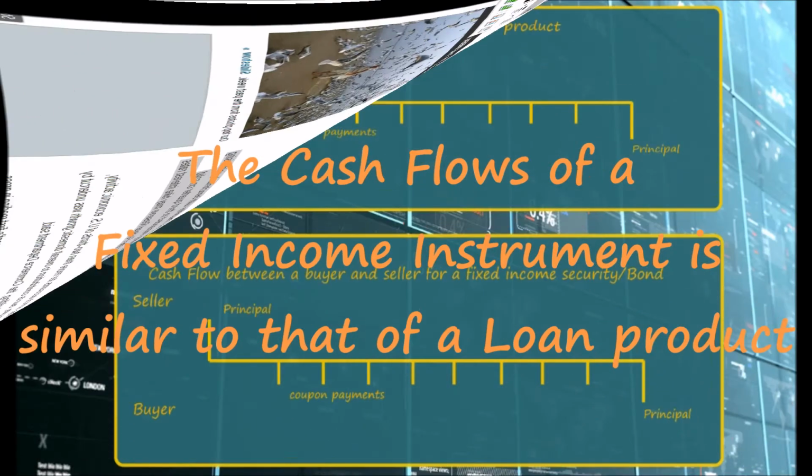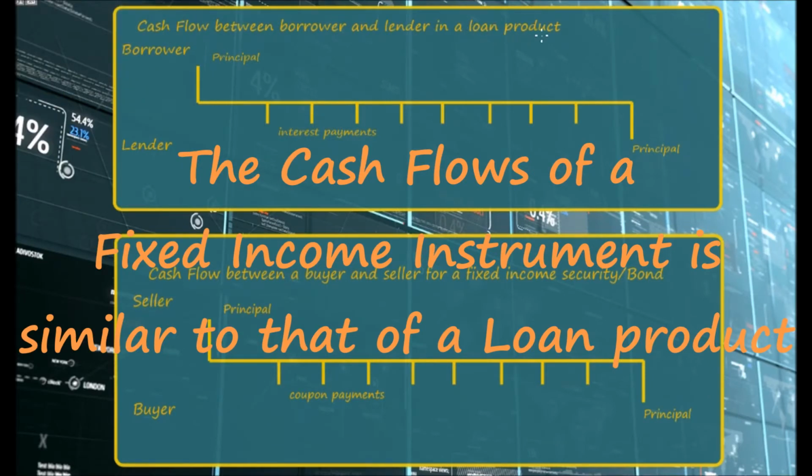Let's begin with what a bond or a fixed income instrument is. A fixed income instrument is very similar to a simple loan product. One difference is that fixed income instruments are publicly traded.